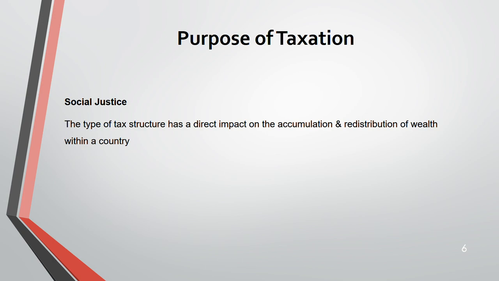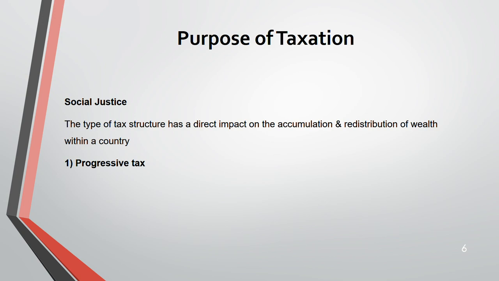Next purpose is social justice, because it is because of the tax that makes rich richer and poor poorer. So you see, the income inequality is higher now. There is a very huge gap between the rich portion of the population and the poor portion of the population. This is because of tax. Okay. Now, there are ways how this is done.